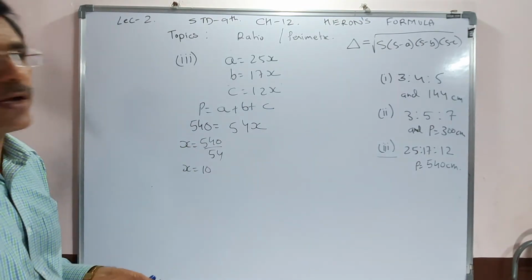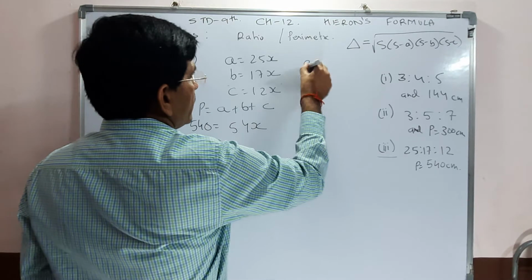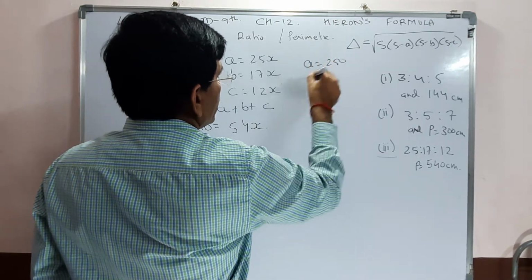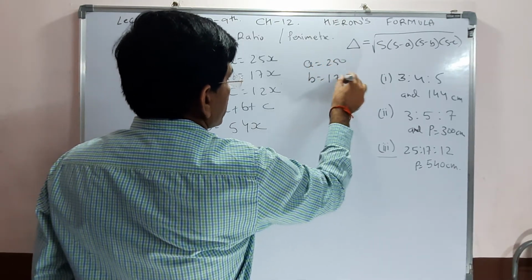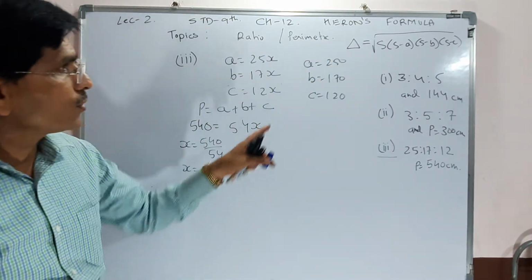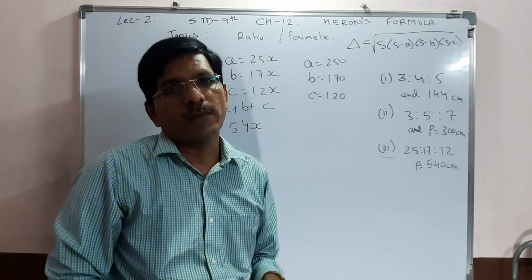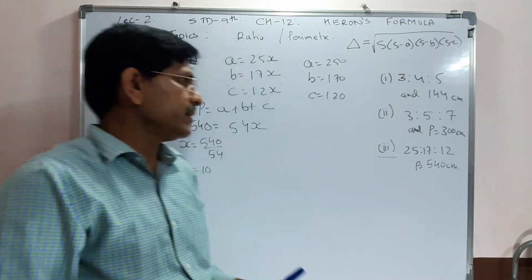So now putting the value 10 in a, b, c, we get the values: a is equal to 250, b is equal to 170, c is equal to 120. Now you have to put all these three values and solve it yourself. You will get some answer. Then you make a conclusion.